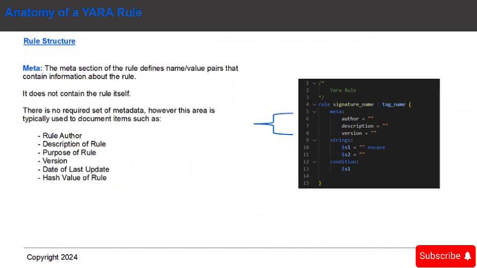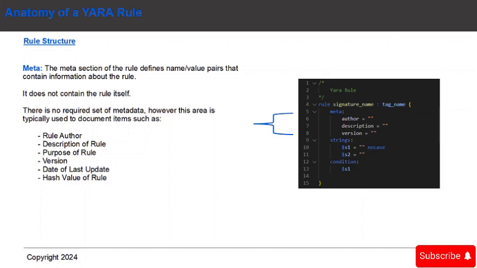Now, if we step a little bit deeper into this and just look at the metadata section of the rule, you can see that it's essentially name value pairs. And this is a pattern that's really going to follow through metadata and also the strings, like a series of name value pairs. The meta section does not contain any rule logic itself. This is just information about the rule itself for classification, for searching, for identification, and so forth.